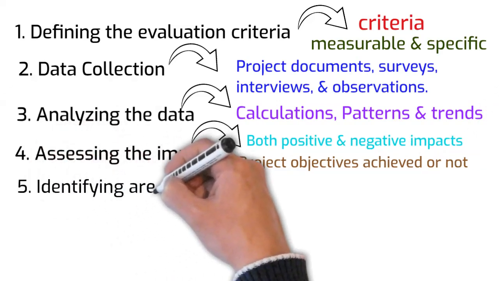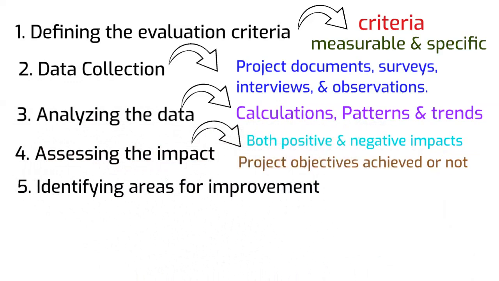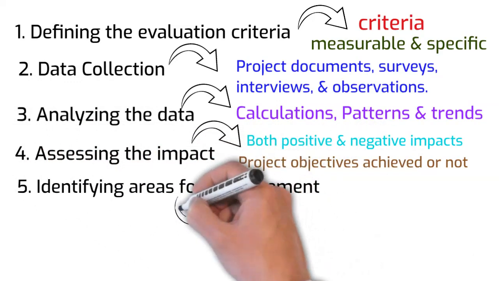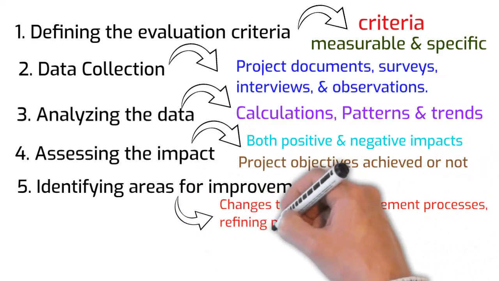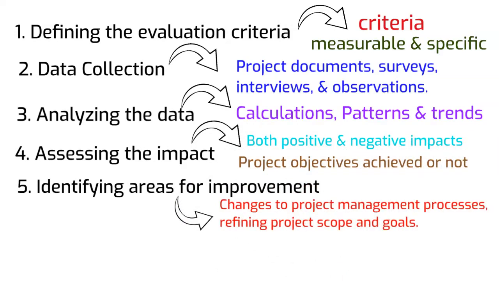Number 5, identifying areas for improvements. Based on the analysis, we can identify areas where the project can be improved. This can include making changes to project management processes, refining the project scope and goals.